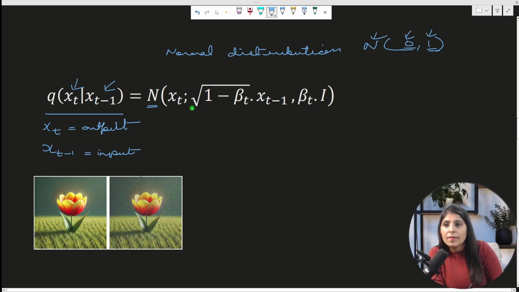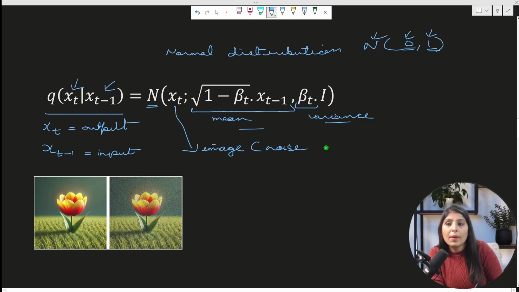In the normal distribution, this is the mean and this is the variance. On the basis of these two values, we want to add noise to this image. This is the noisy image, the image on which we want to apply noise, and the amount of noise we add to it is based on these two values, the mean and the variance.